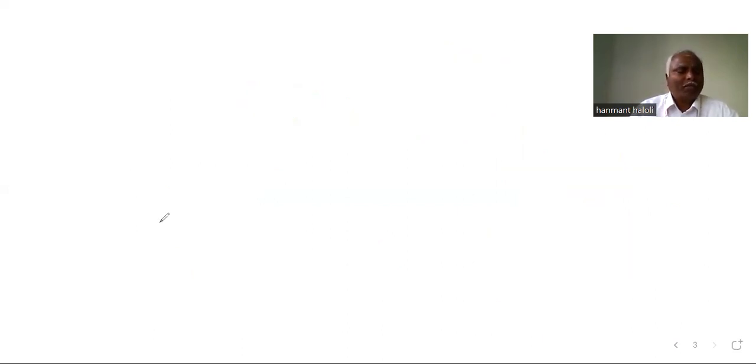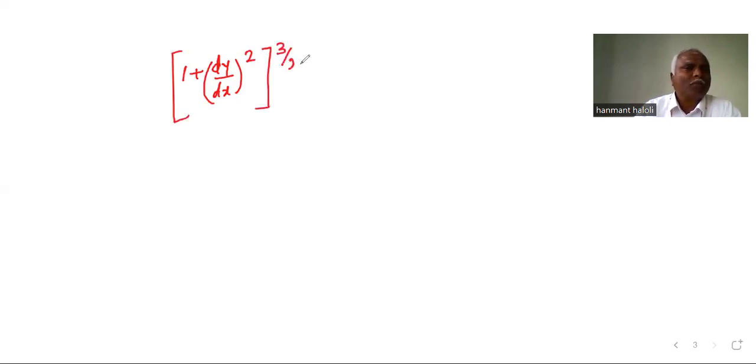While checking the degree and order of equations: (1 plus (dy by dx) bracket square) bracket whole raised to 3 by 2 is equal to rho into d2y upon dx square. Suppose an equation like this is given to you. Then this is not in the standard proper form. Why? It contains fractional indices.